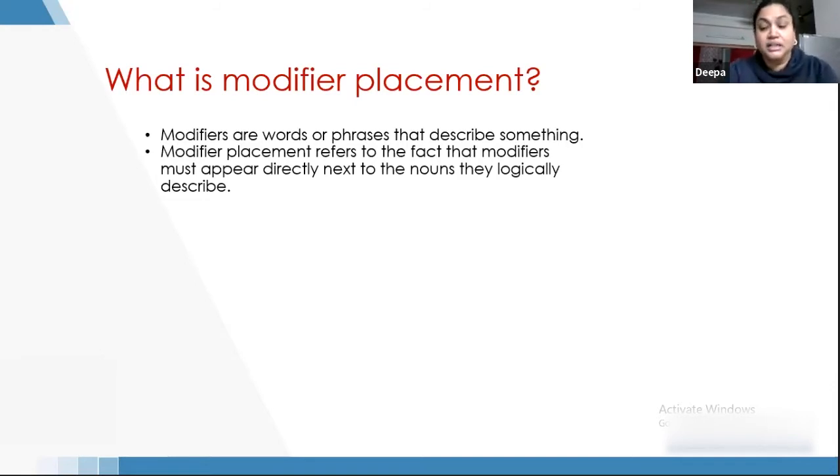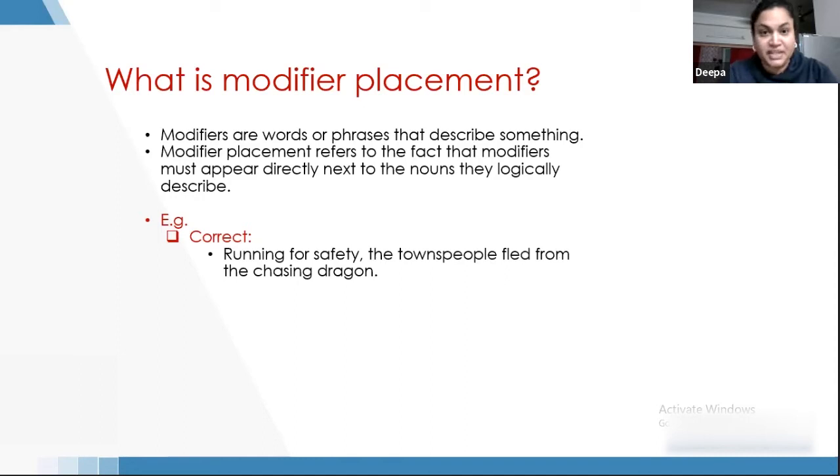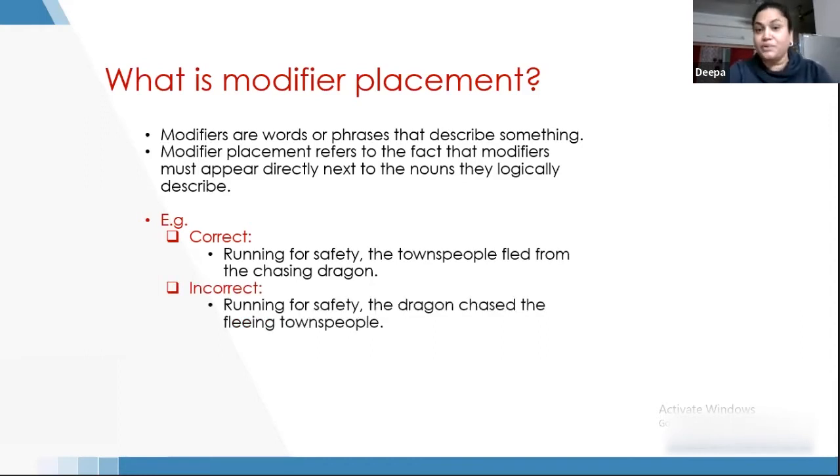For example, running for safety, the townspeople fled from the chasing dragon. Now, this is a correct answer, and the incorrect one would have been, running for safety, the dragon chased the fleeing townspeople. Here we need to understand who is chasing whom. Definitely the townspeople would not be chasing the dragon because the dragon would be bigger. And who is running for safety is the important point here.